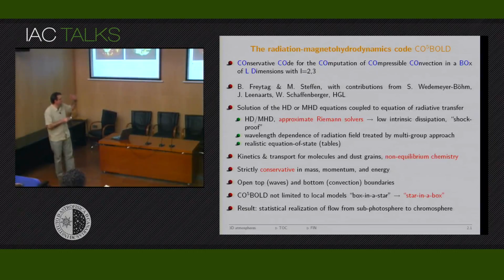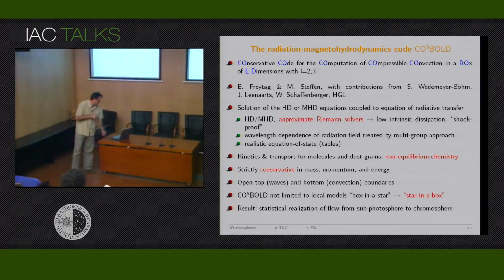And the result of all this is a statistical realization of the hydrodynamical flow from the subphotospheric up to the chromospheric layers. So you have to think about these models in some sense as a Monte Carlo simulation of the flows. It's not directly simulating a concrete situation, but representing the statistical properties of the flows.